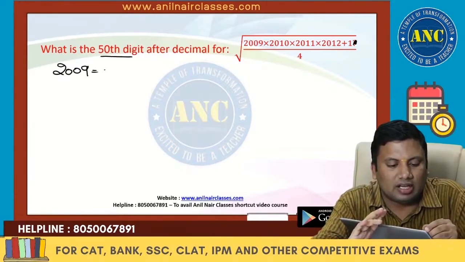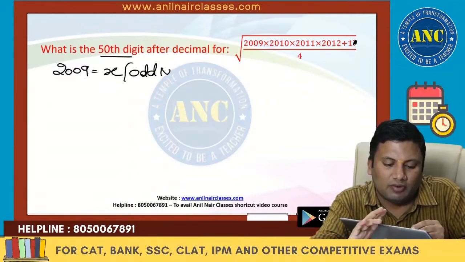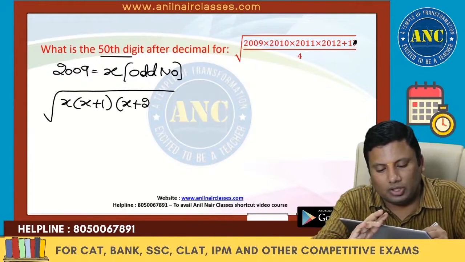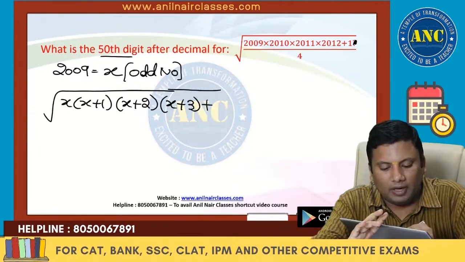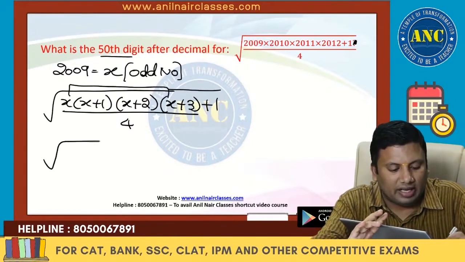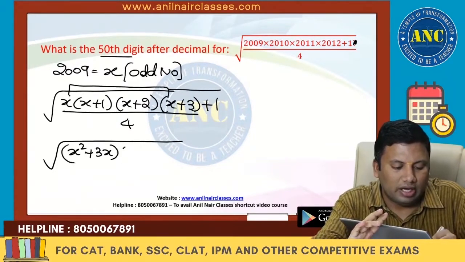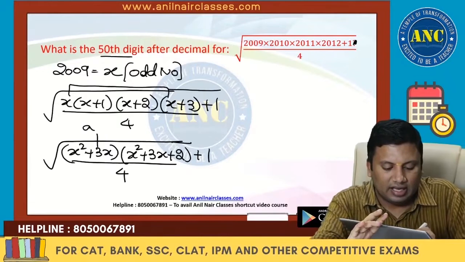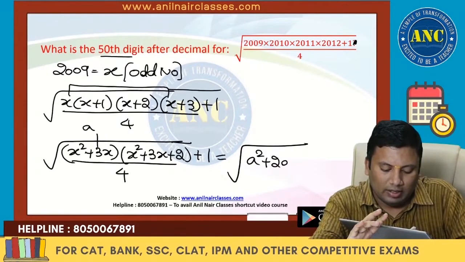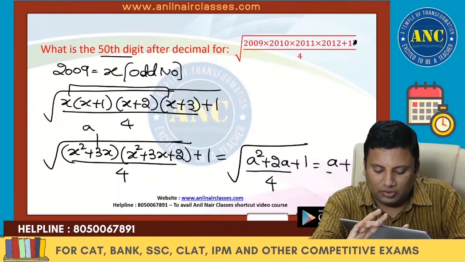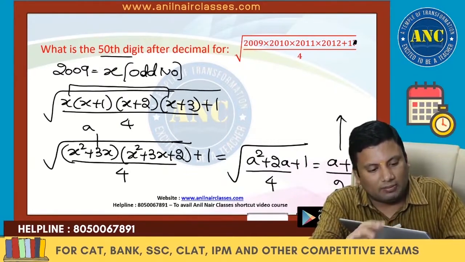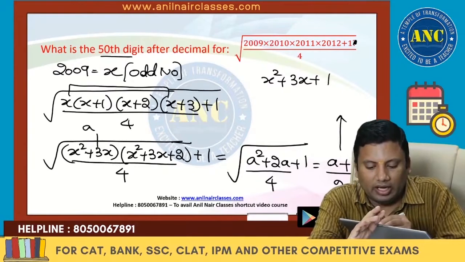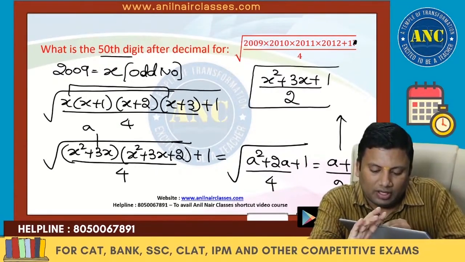Let 2009 be x. x is an odd number, which we are going to use in this logic. So these are nothing but root of x into x plus 1 into x plus 2 into x plus 3 plus 1, when divided by 4. First and last, if I take, these are nothing but x square plus 3x into x square plus 3x plus 2, plus 1, divided by 4. If I take x square plus 3x as a, these are nothing but a square plus 2a plus 1 divided by 4. These are nothing but a plus 1 by 2, where a is x square plus 3x. So x square plus 3x plus 1 by 2 is the value of the question.